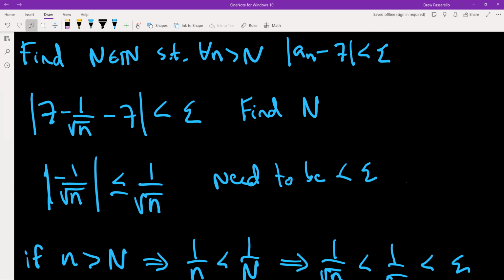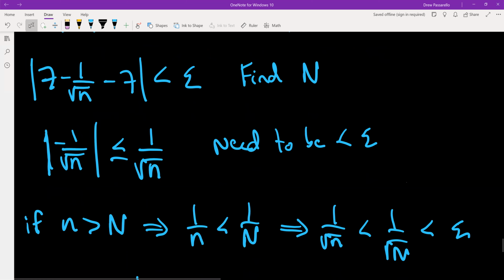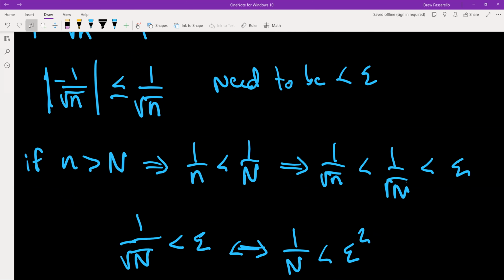Well, that absolute value is equivalent to the absolute value of negative 1 over square root of n, and that's less than or equal to 1 over the square root of n, and that needs to be less than epsilon. And we need it so that little n is bigger than capital N. Well, if little n is bigger than capital N, then that means 1 over little n is less than 1 over capital N by taking the reciprocal of both sides.